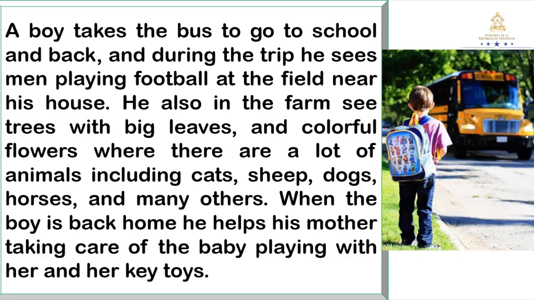Wow, great. Veamos los nouns que están en la lectura. El primero que encontramos es boy. Very good. El segundo es bus. Great. El tercero es man. El cuarto es house. El quinto es leaves. El sexto es flowers. El séptimo es cats. Y el que le sigue es sheep. Y aparece de nuevo boy. Después está baby. Y la última es key.